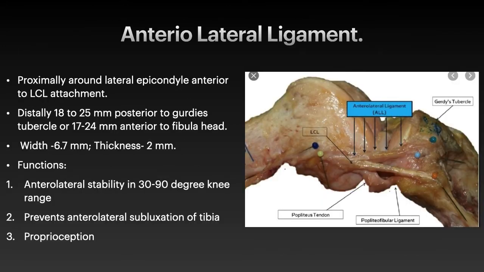Let's start with the anterolateral ligament. It originates proximally around the lateral epicondyle just anterior to the LCL attachment. Distally, it attaches somewhere between the Gerdy's tubercle and the head of the fibula. To be precise, it attaches 18 to 25 mm posterior to the Gerdy's tubercle or 17 to 24 mm anterior to the fibula head. It is about 6.7 mm in width and 2 mm in thickness. It acts as an anterolateral stabilizer in 30 to 60 degrees of knee flexion.